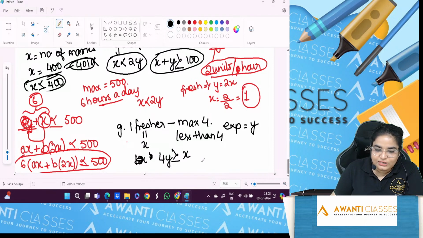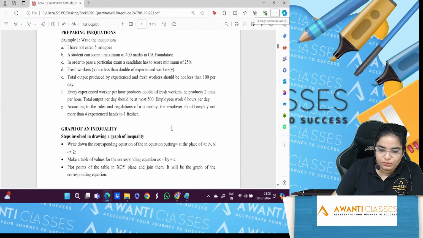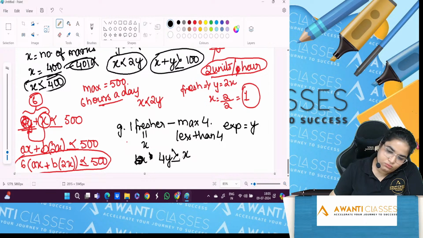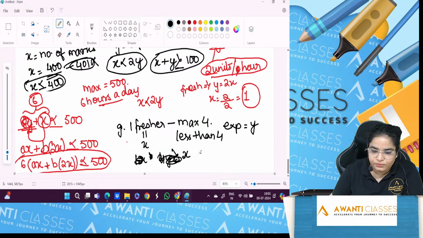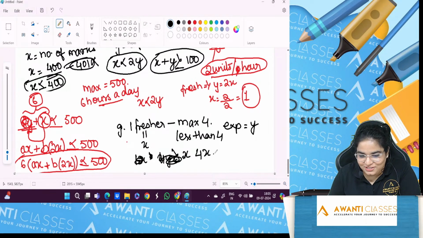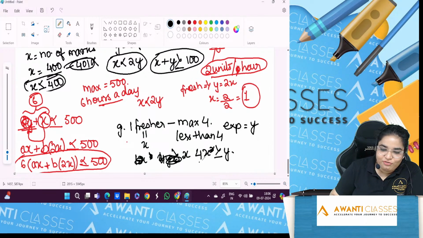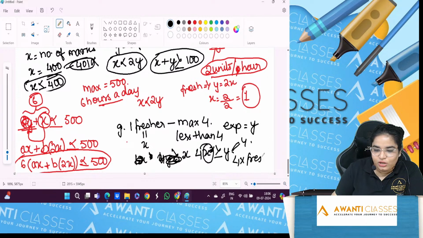Sorry, it should be 4x should be more than or equal to y. Why? Because for every one fresher, not more than 4. So if I do 4 into fresh, it should definitely be more than y. Okay?